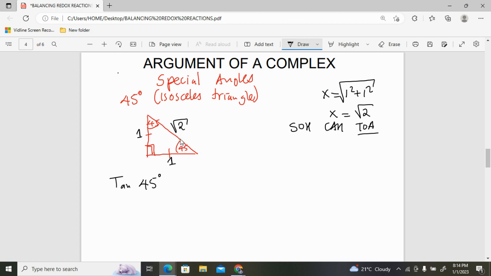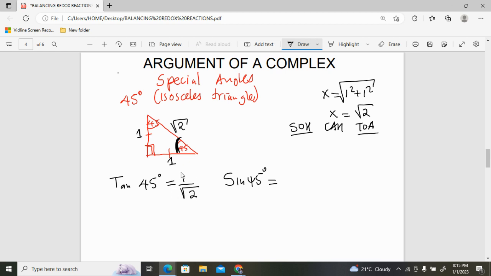If you take this angle here, it doesn't matter which one you take. If you take this 45, opposite is going to be a 1 over hypotenuse. This is square root of 2. So sin 45 is the same as 1 over square root of 2. And then if you come to sine of 45, sine you can see is given by opposite over hypotenuse.